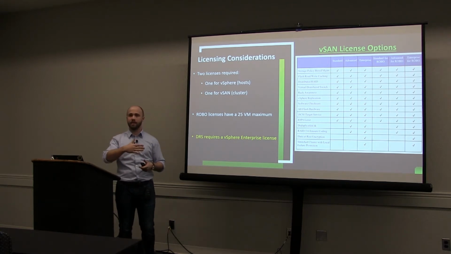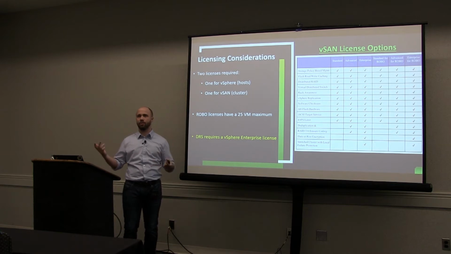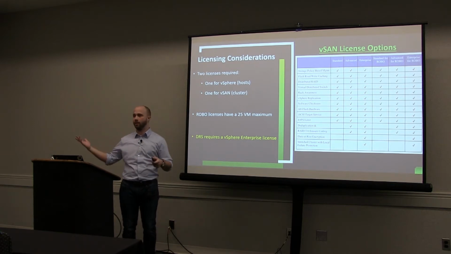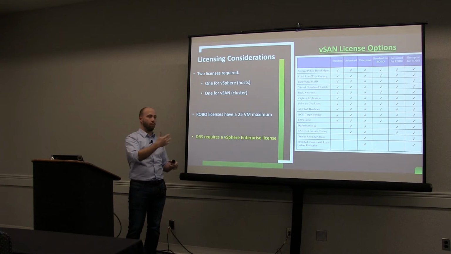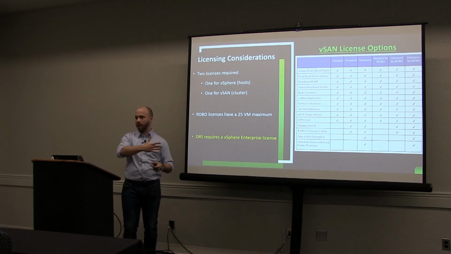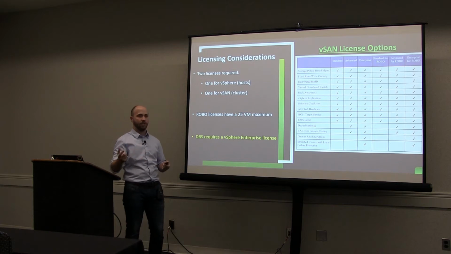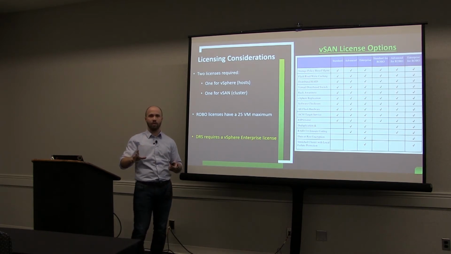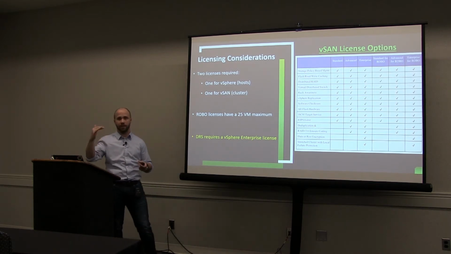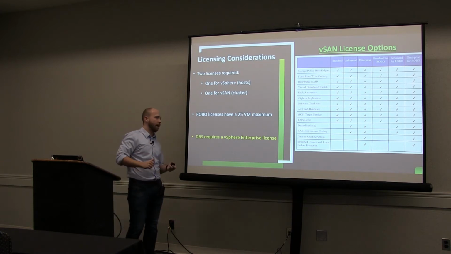So if you had 10 sites, but say for example you only had 1 VM at each one of those sites, you would only need 1 ROBO license, and that would apply across the entire environment. It's not tied to core count or physical hardware. It's consumed by the VM count, which is really nice.